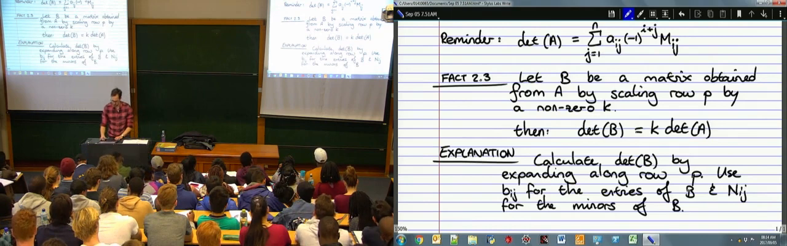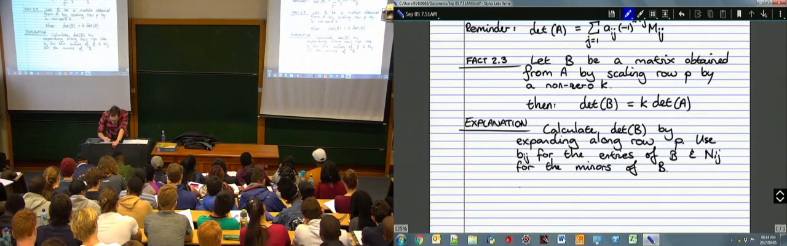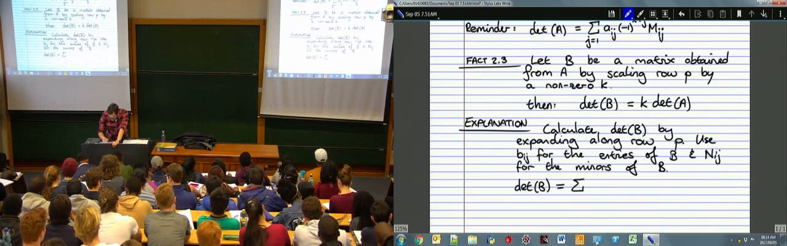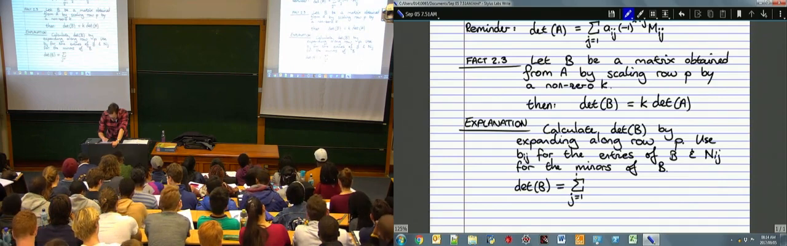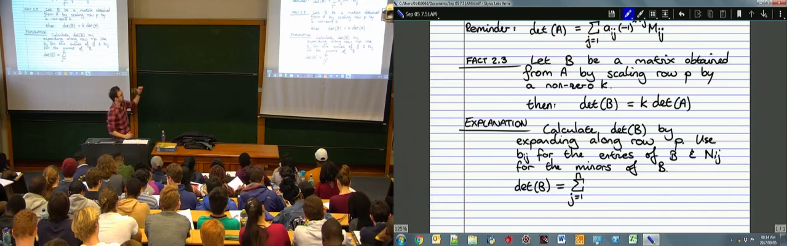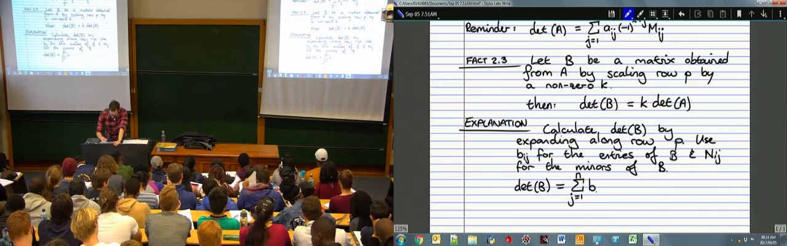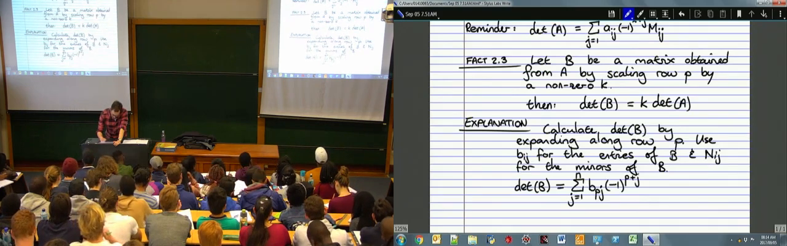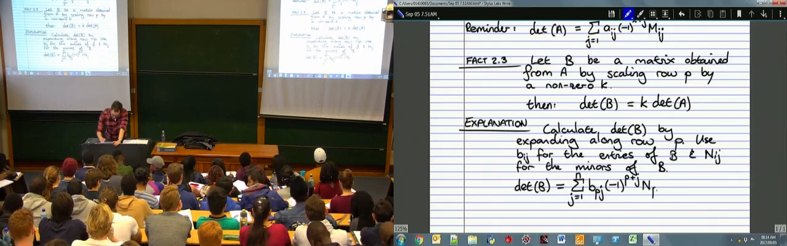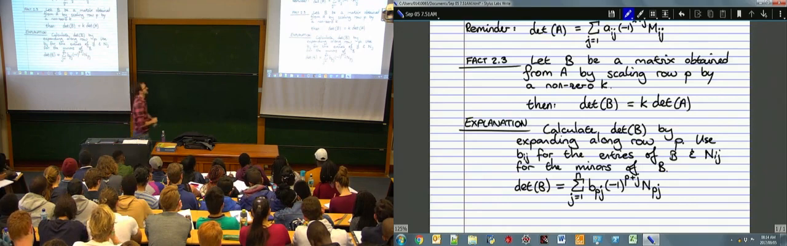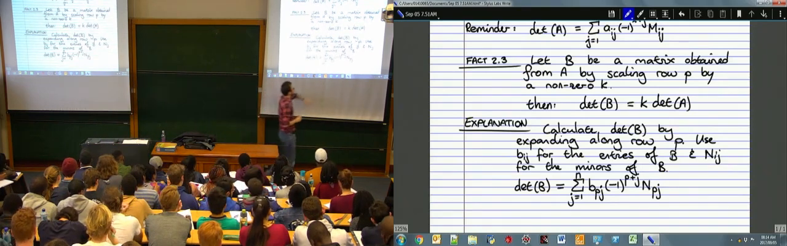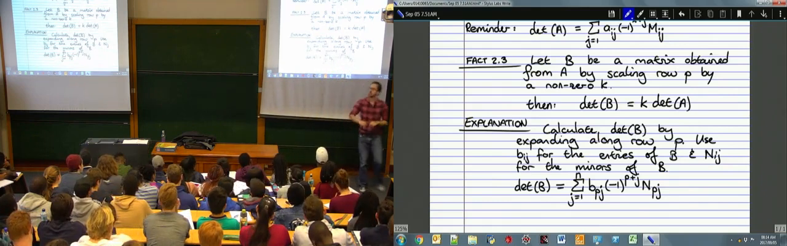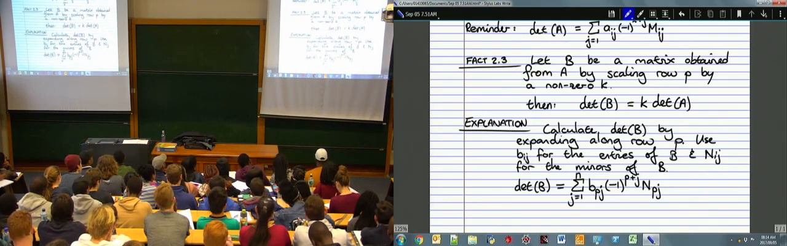So if we want to calculate the determinant of B, it's going to be the sum, where we sum over j going from 1 up to n along the pth row: the entry b_pj in row p, column j, times minus 1 to the p plus j, and then we need to calculate the minors. Although these are not the minors n_ij, they're the minors n_pj, because we're in the pth row. And what we want to do now is, in some way, relate this expression back to the expression that we had up there for the determinant of A.